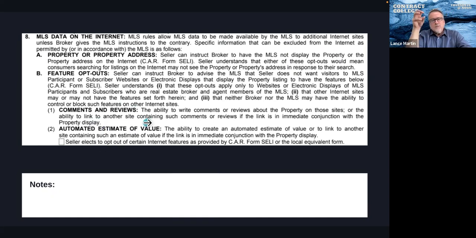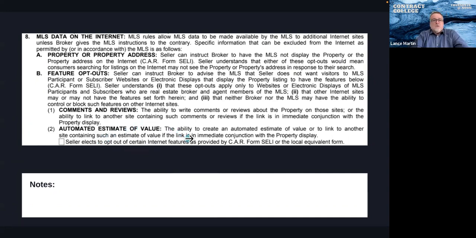Comments: you've got to be careful where you put your comments and what you write in them. There are rules about all sorts of words you can and cannot use. Something as simple as putting lockbox codes in the comments. Obviously you don't want to put a lockbox code in a comment that goes public, and now everybody knows the lockbox code is 1, 2, 3, 4, 5.